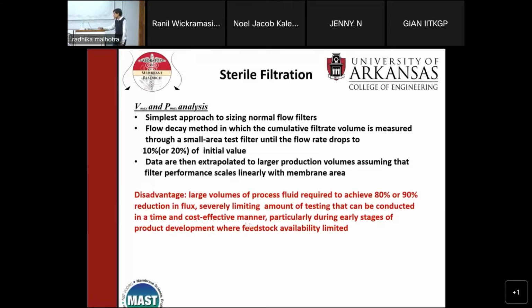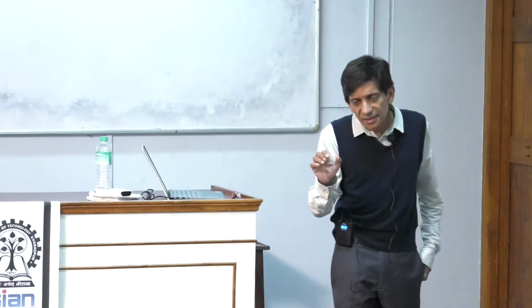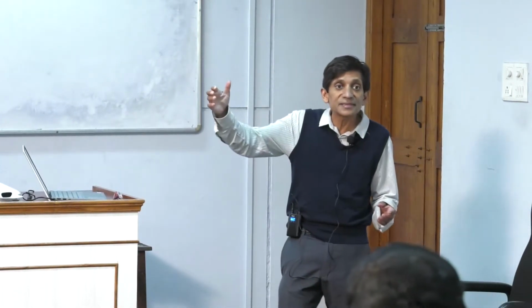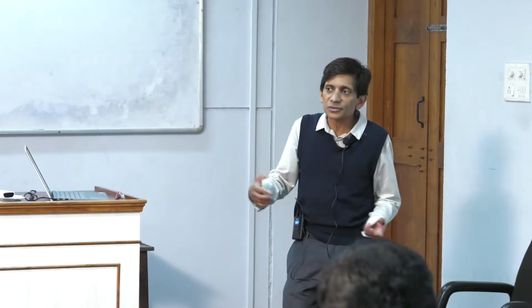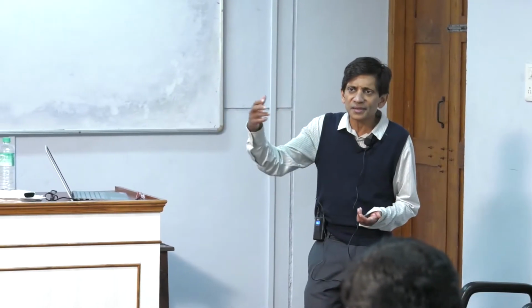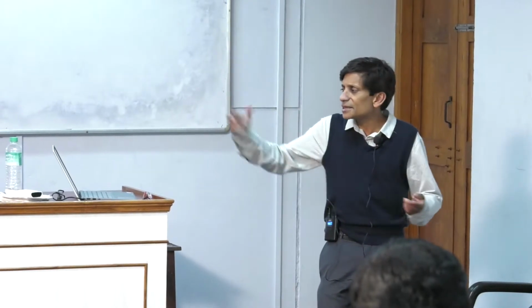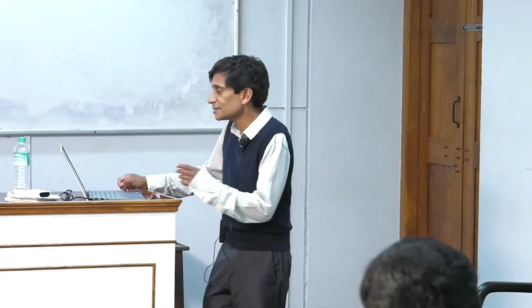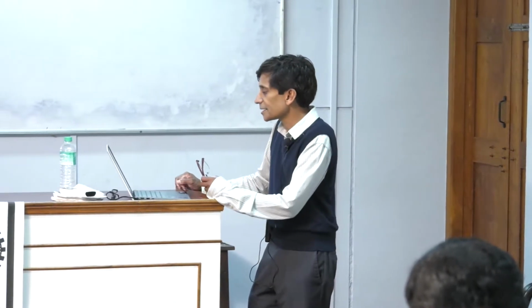The disadvantage is that large volumes of process fluid are required to achieve 80 or 90% reduction in flux, so similarly limiting the amount of testing that can be conducted in a cost-effective manner, particularly during early stage of product development where feed is limited. So remember, in the biotech industry, these feedstocks are rather expensive and difficult to get. I mean, you can't produce very much very quickly. And so you're scaling, assuming that this is linear, right? But it's very difficult. So typically, we scale up maybe 5 times, 6 times, something like this. But here, you're trying to extrapolate. And if it doesn't work, you have a serious problem. So that's the limitation. But that's typically how that is done.